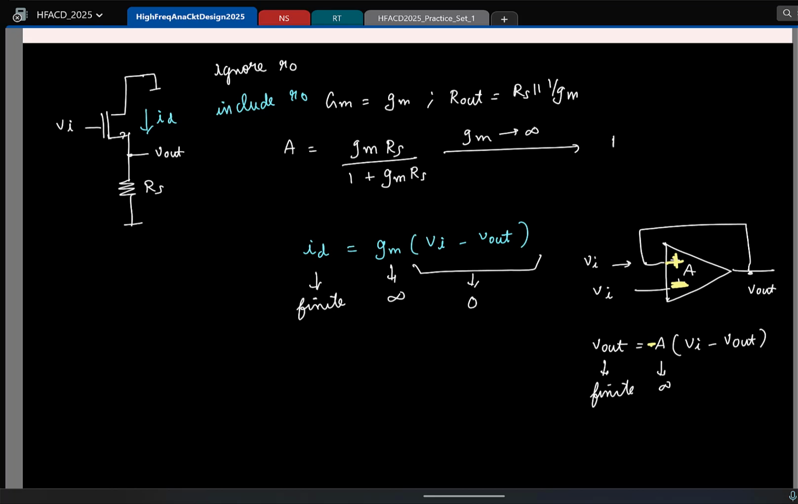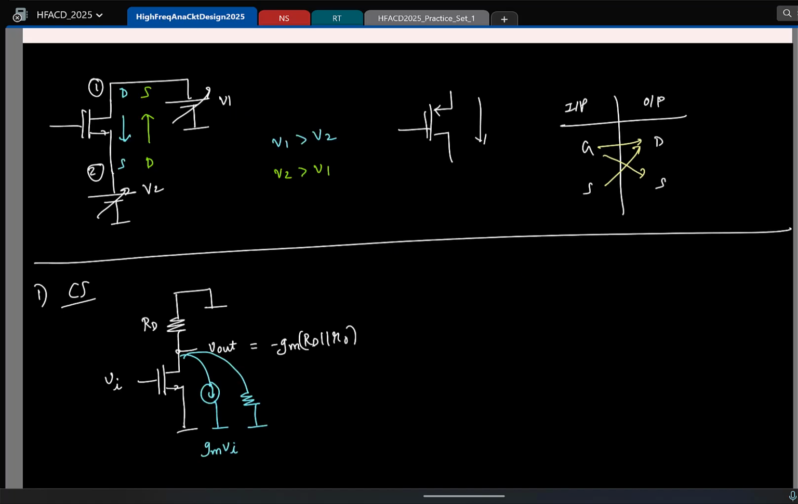Great. So that's enough with common drain. So what all we did? Gate drain, gate source, this is done. Last is input source, output drain. So that is the common gate. That's simple. Let's quickly do it.